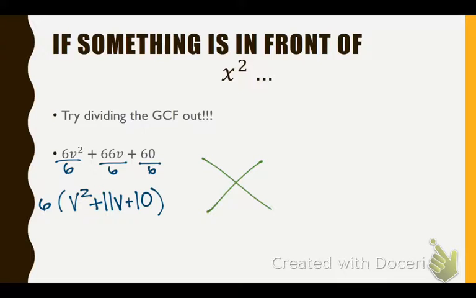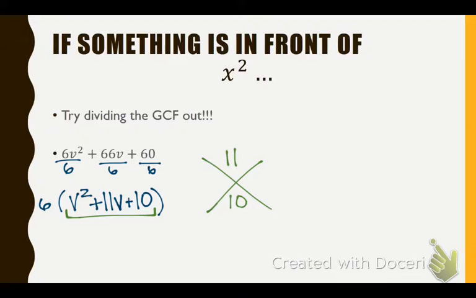Just write what I'm doing. We don't need to distribute first. Didn't we just undistribute? So if you distributed, you'd be undoing what you just did. We're going to use the x method on what is inside of the parentheses. So the b term goes on top. What is the b term here? 11. What is the a times c? 10. So this is pretty easy.